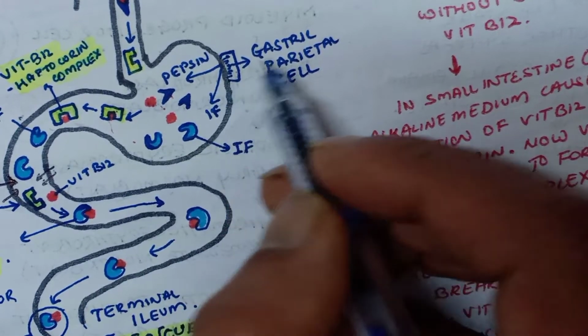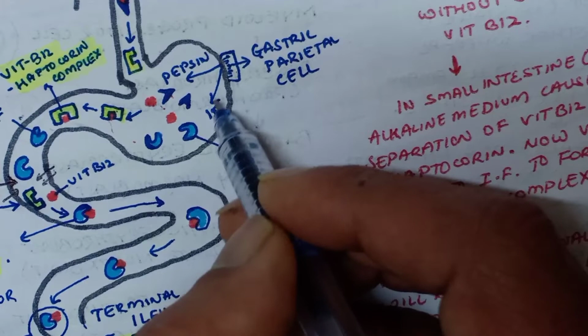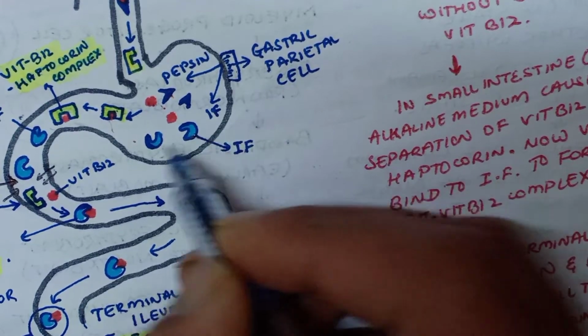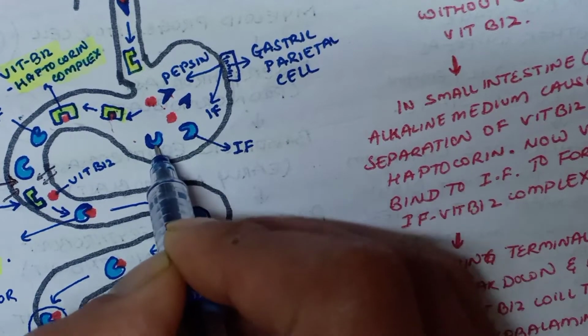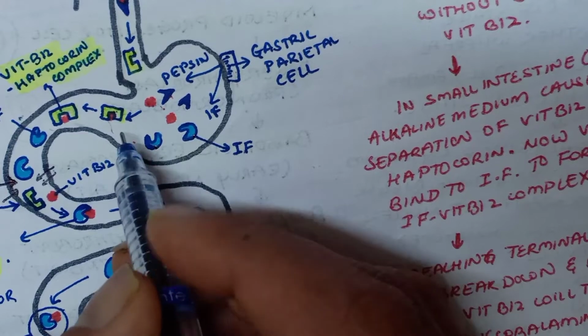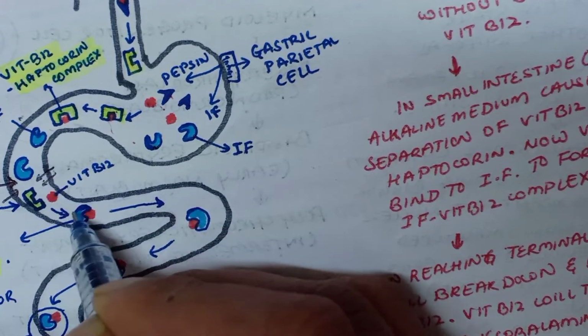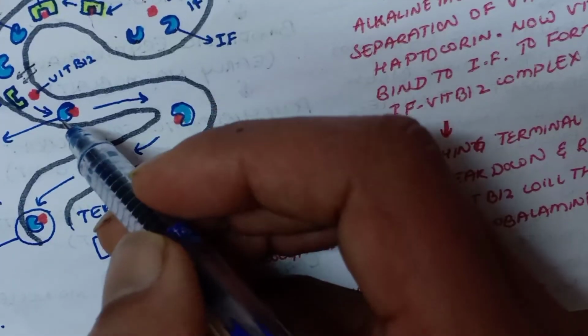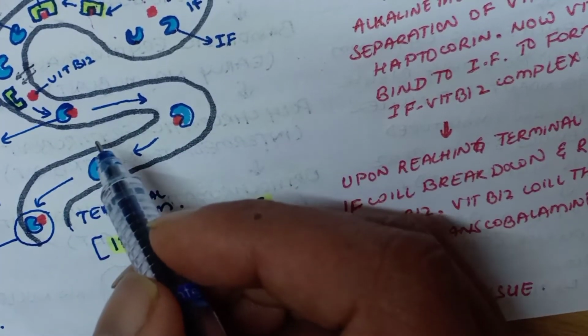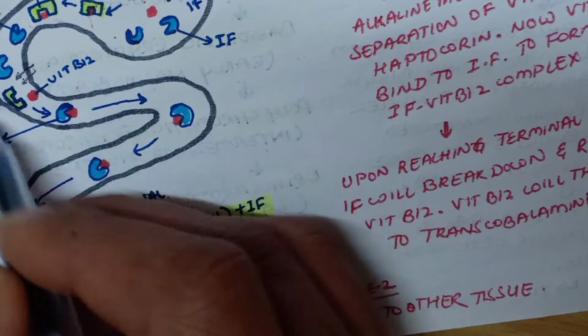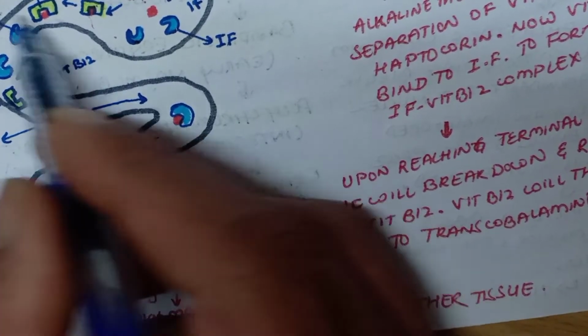In the meanwhile, the gastric parietal cell was producing intrinsic factor. So these are intrinsic factor. This intrinsic factor will go through the stomach into the small intestine. Now in the small intestine, or the duodenum, there is an alkaline medium.